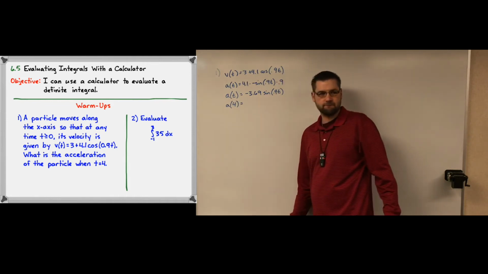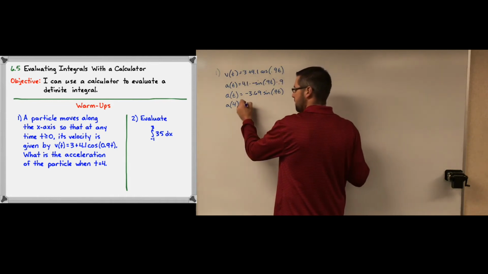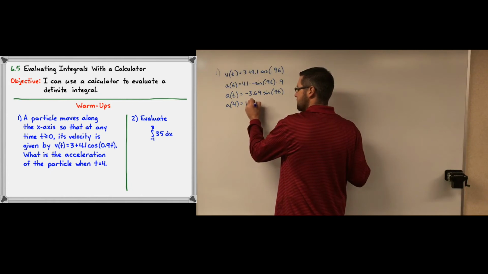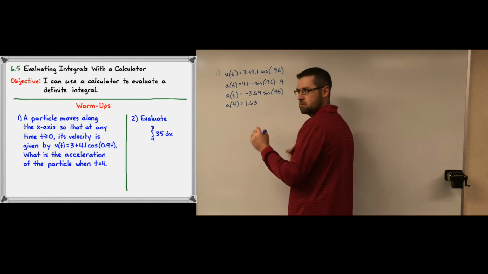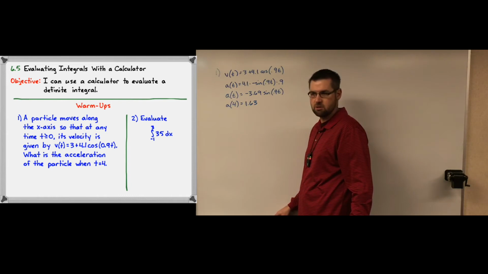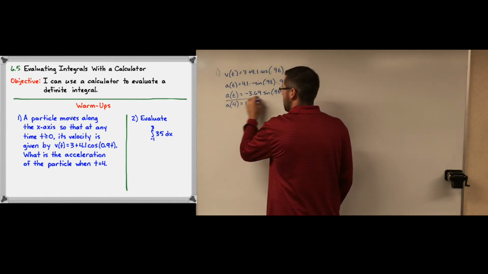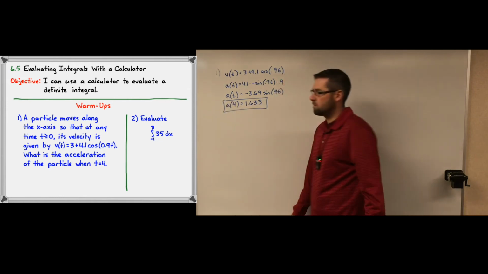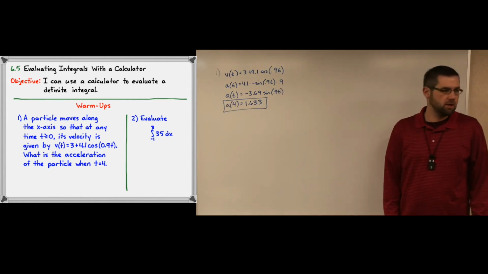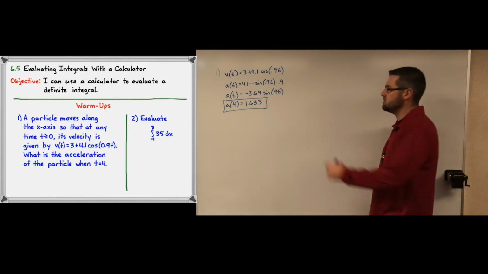What'd you get? 1.6 what? Always 3 decimals? 633? Okay. All right. Are we good? Okay. That should be easy.